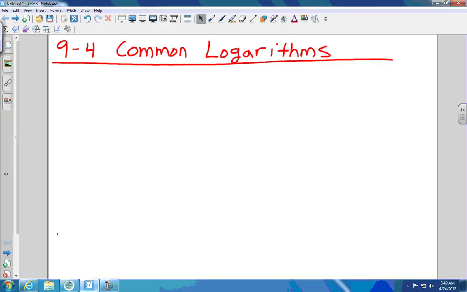Common log is a base 10 log, so it would be like log base 10 of 3. You will rarely, if ever, see the 10 actually there. If you don't see a number, this will be written most of the time as just log 3. So if there is not a base number down there, you know that's base 10, that is common log. And that is what the calculator key that everybody wants to use, that log key, is: common log.